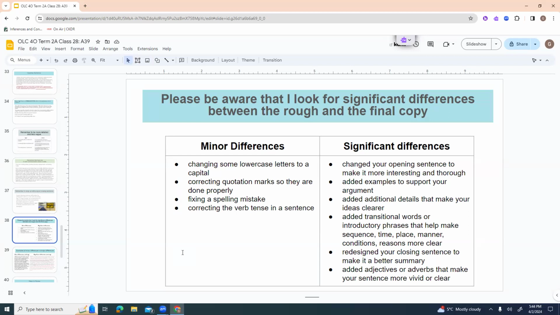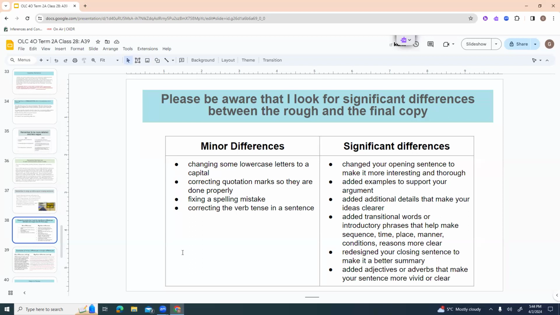So minor differences are things like you changed some lowercase letters to a capital, or you corrected a quotation mark so it's done properly, or maybe you fixed one small spelling mistake, or you corrected a verb tense in a sentence. Significant differences are where you change the overall words.